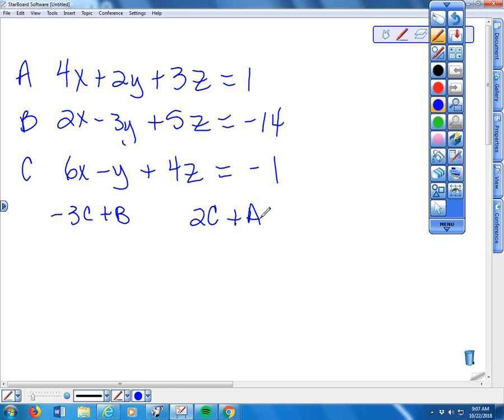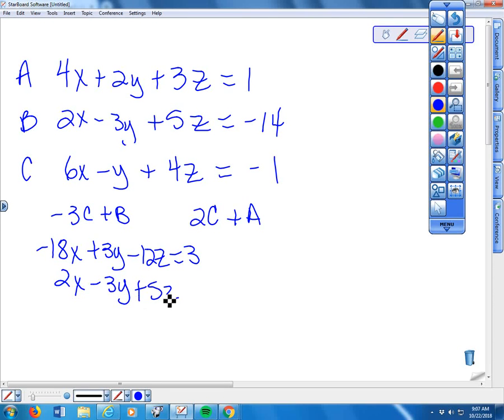So if I multiply negative 3 times c, I end up with negative 18x plus 3y minus 12z equals positive 3. And you're going to add that to b. So now I'm going to add that to b. So that's 2x minus 3y plus 5z equals negative 14.